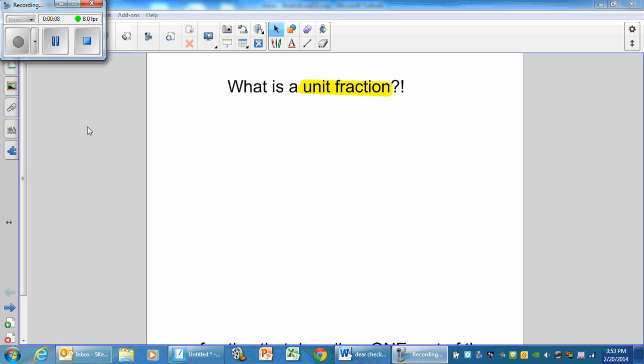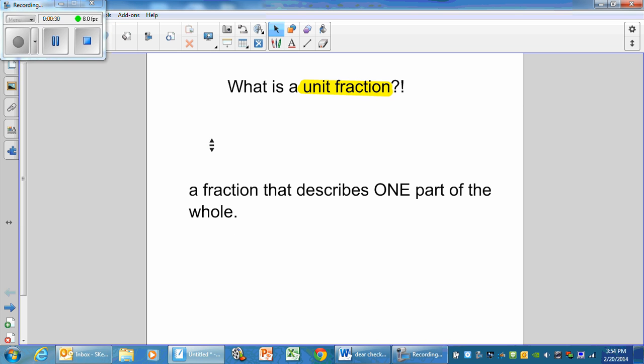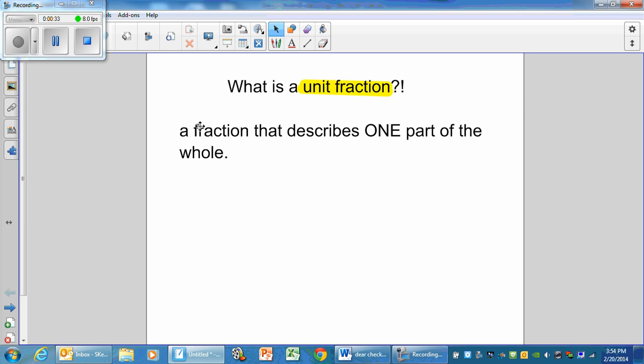So today we are going to start with a question. We're going to say, what is a unit fraction? So we're asking ourselves, what is a unit fraction? Think about that for a minute. Okay, well, we know what a fraction is, but what is a unit fraction? A unit fraction is going to be a fraction that describes one part of the whole. So a fraction that describes one part of the whole.